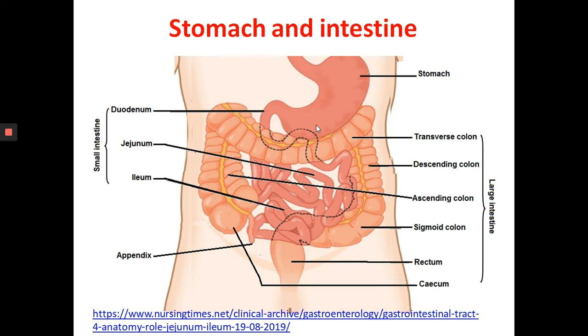Its folds and the projections in its lining create an enormous surface area. These folds and projections and the internal villi increase the surface area to approximately 200 square meters. That is more than 100 times the surface area of the skin, which is essential for the absorption of nutrients.